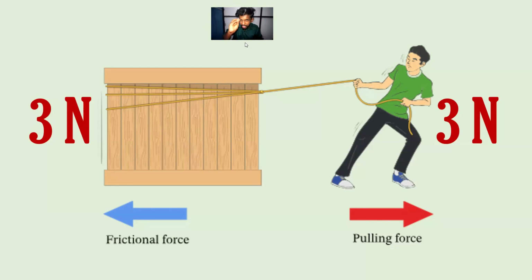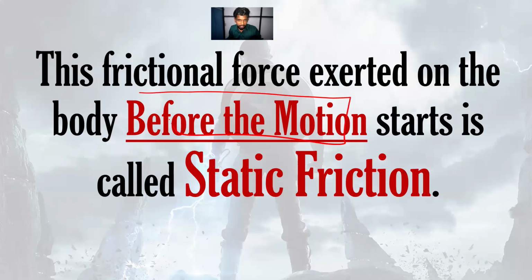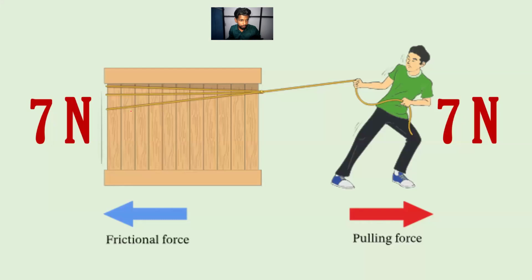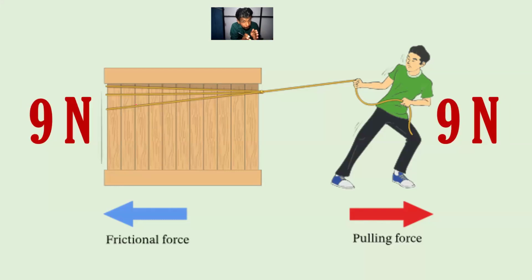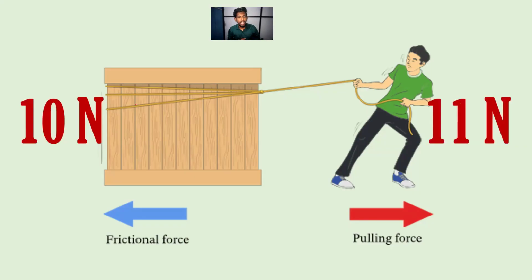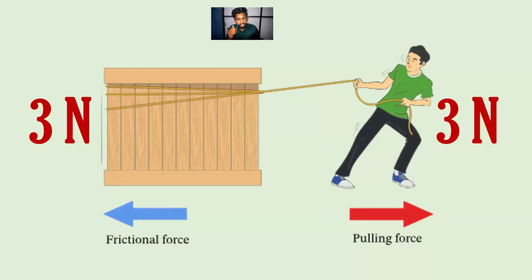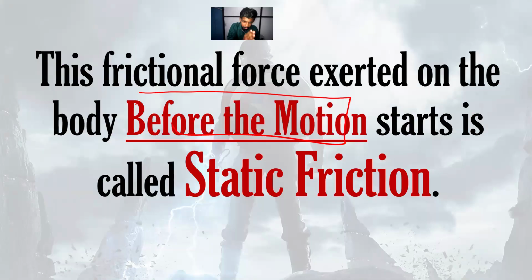So the frictional force applied on the object before the motion, 1, 2, 3, 4, 5, 6, 7, 8, 9, 10. So this kind of frictional force, the frictional force applied on the object before the motion, is called static frictional force. Frictional force exerted on the body before the motion.